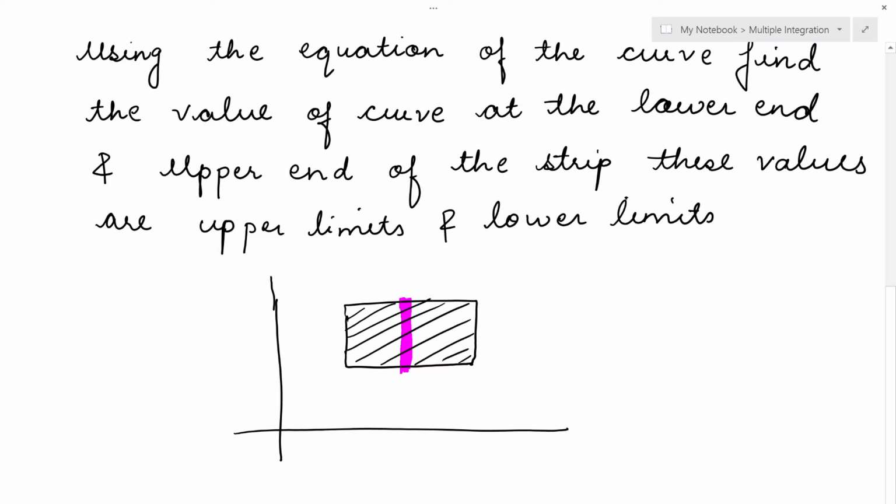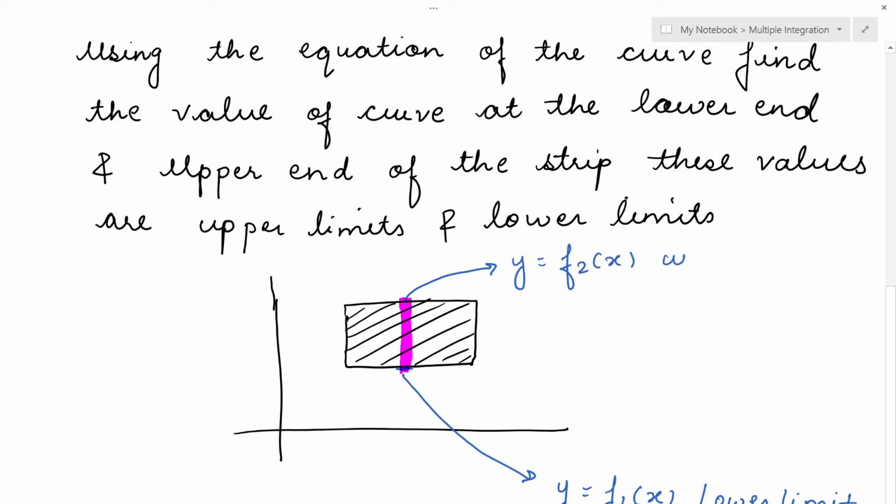So now your strip is touching here. At the point where the strip is touching, you have to find the value of y. You will get the value of y as something like f1(x). This will be your lower limit, the lower limit of the inner integration. Then here also you will find the value of y, that is f2(x). This will be your upper limit.